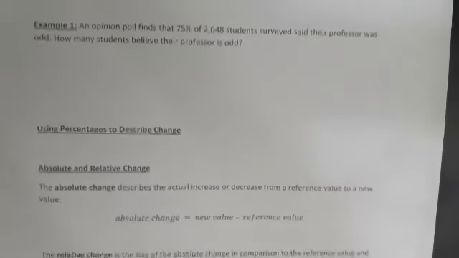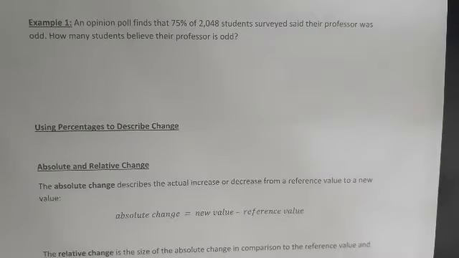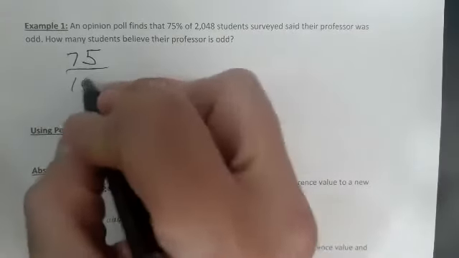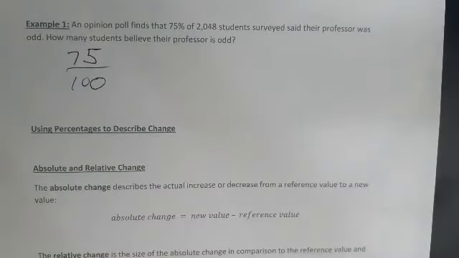So if we look at the first example, it says an opinion poll finds that 75% of 2048 students surveyed said that their professor was odd. So how many students believe that their professor is odd? So if we want to write 75%, that literally means 75 out of 100.